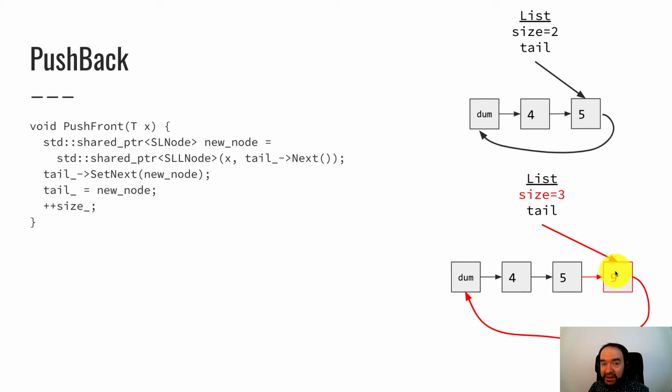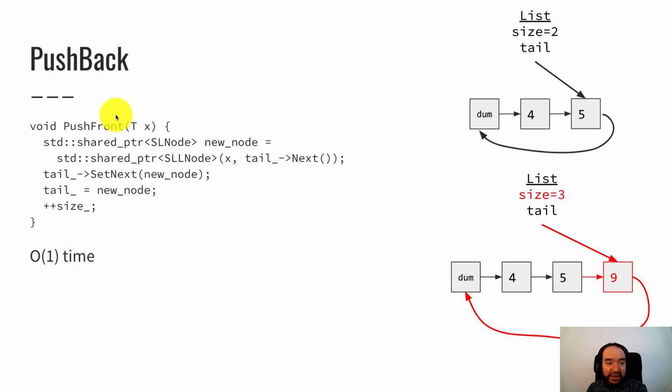Now we need to move the tail because one of the invariants is the tail needs to point at the actual last node in the list, which is now the 9. Currently, the tail pointer is still pointing at the 5, so tail equals new node. Finally, the detail of the size, we need to increment size from 2 to 3, so we don't forget about that.